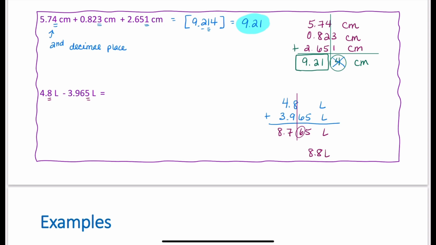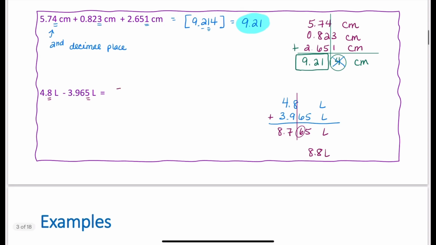My 3.965, sorry, I'm supposed to be doing subtraction here. I'm definitely doing addition here. I did addition over here. I'll do subtraction in a second. I just have to calculate the actual number. I don't have it written down. 4.8 minus 3.965. Let's see.